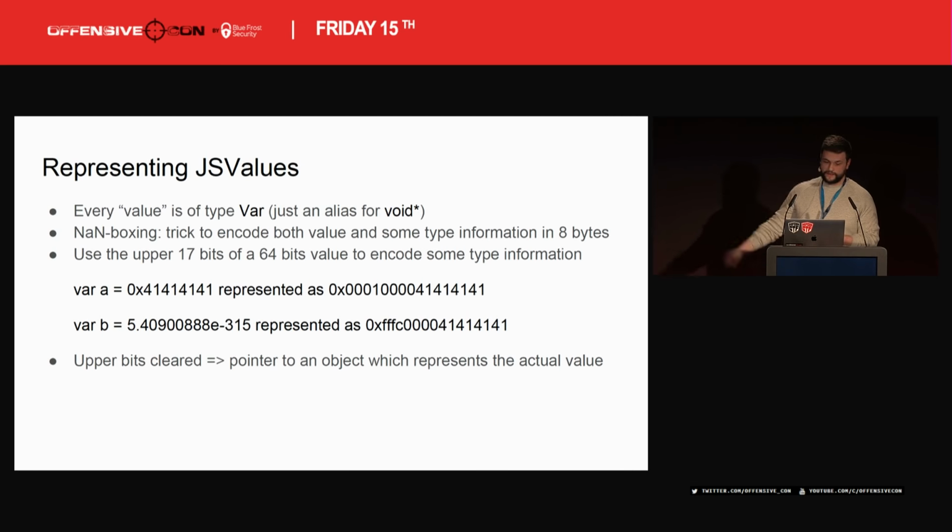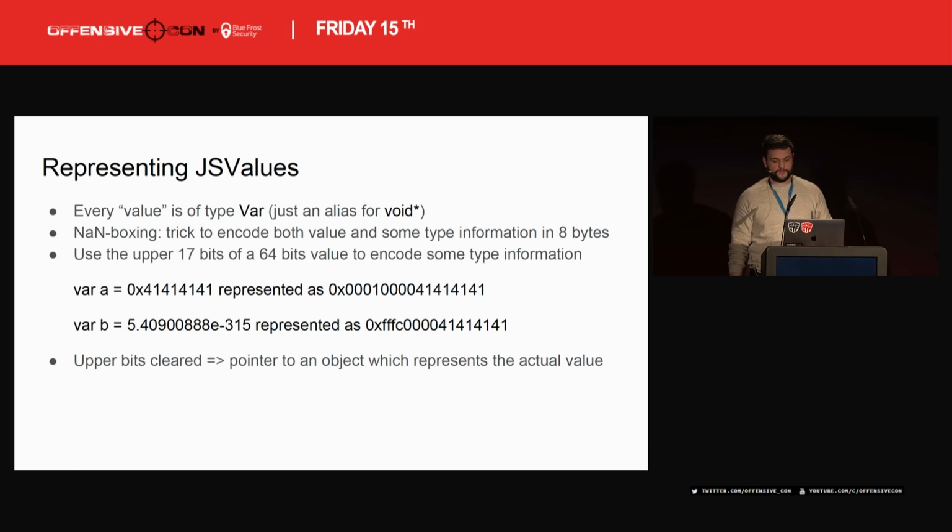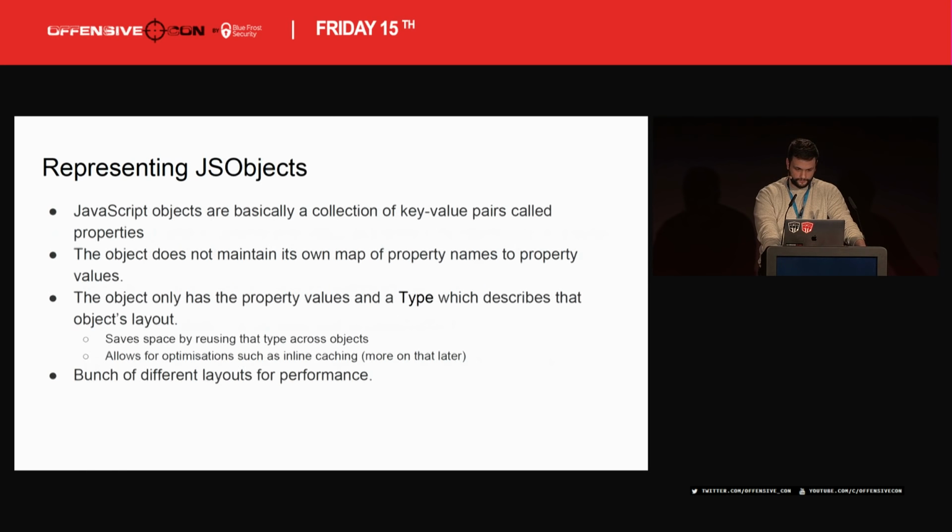As you can see on the right, same thing if we take the double that's represented in hex as 0x41414141: you can see that the upper bits are set to FFFC, which is basically a tag that tells us this is a double. You should treat that value as a double. And what that means for us is if the upper bits are cleared, we're basically dealing with what should be a valid pointer, which will point to a boxed object for your more complicated stuff.